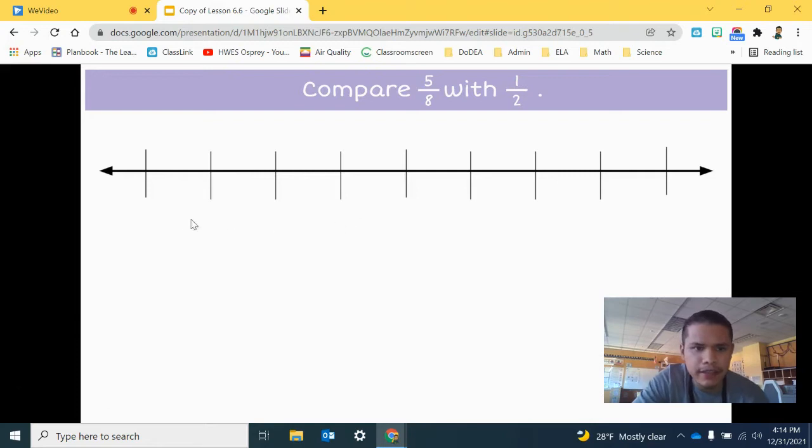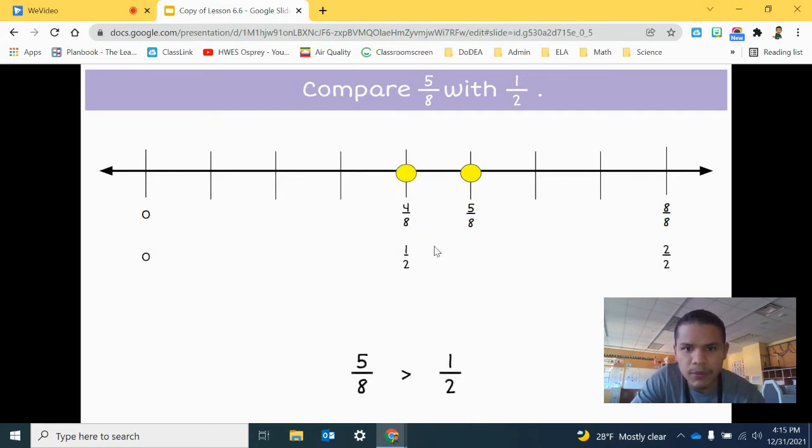I know for me, when I put my finger, 1/2 is right here. That's right in the middle of this number line. So right in the middle of 1/2 would be 4/8, okay? Now 5/8 is greater than 4/8. So comparing using our benchmarks, where 1/2 of this number line, or 4/8, 5/8 is greater than 1/2, okay? So this is one strategy that you can use to help compare. Let's move to our math notebook and try taking a look at some examples there.